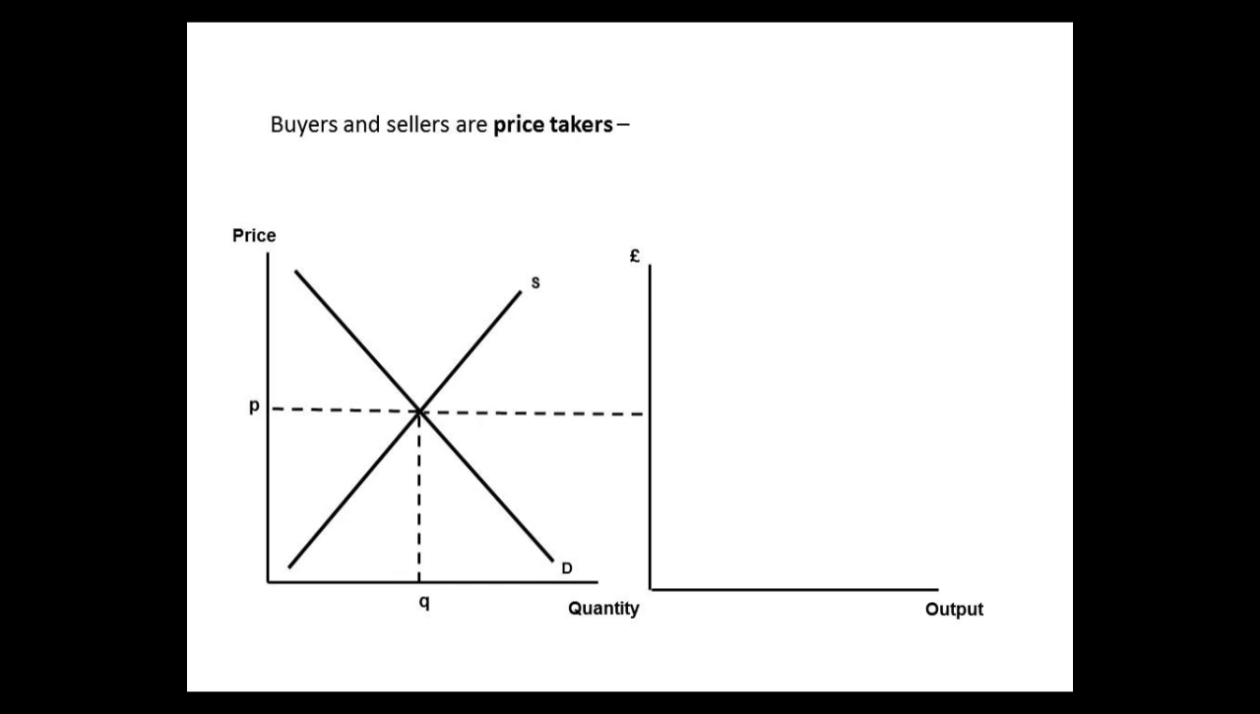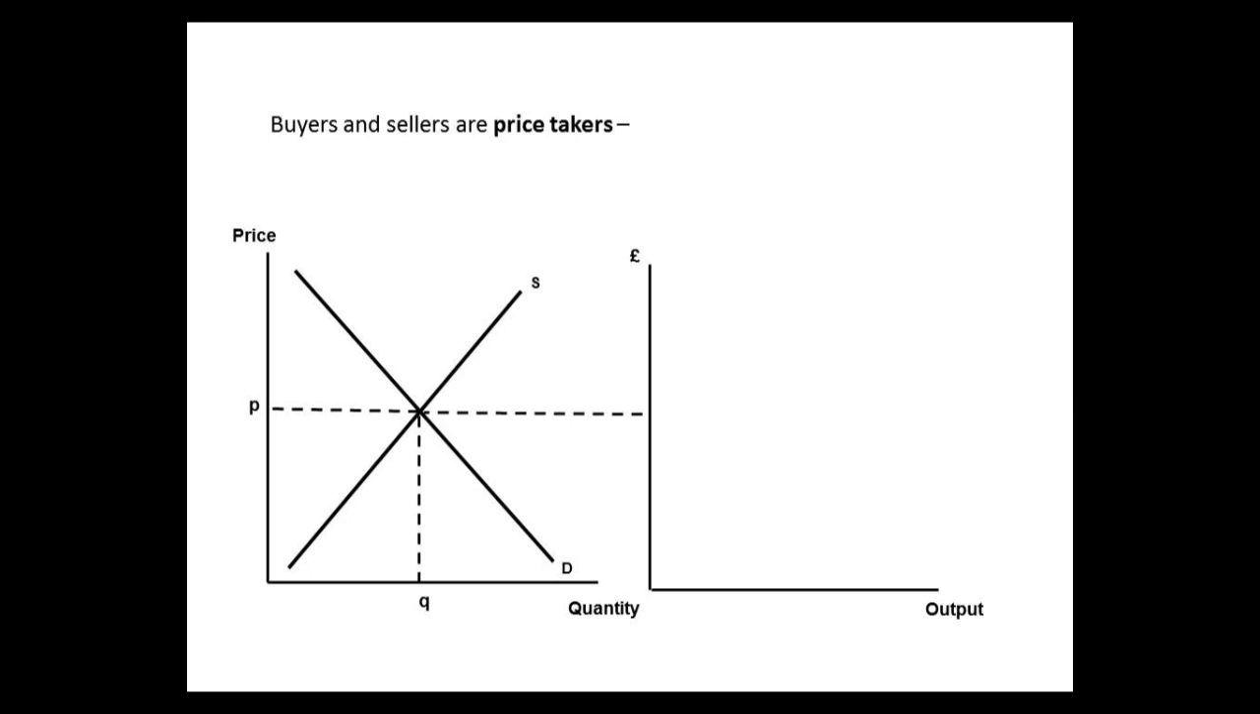The idea that buyers and sellers are price takers comes about because each business in this market is so small that it can't change their level of supply by enough to change the overall level of supply in the market. That means that the equilibrium price in the market, which is shown by the diagram on the left, is the price that each business has to take. Because it's so small, it has no control over the price that it can charge. And so it will charge price P.